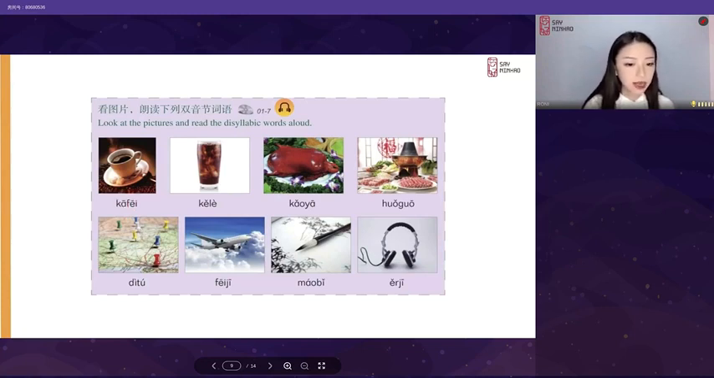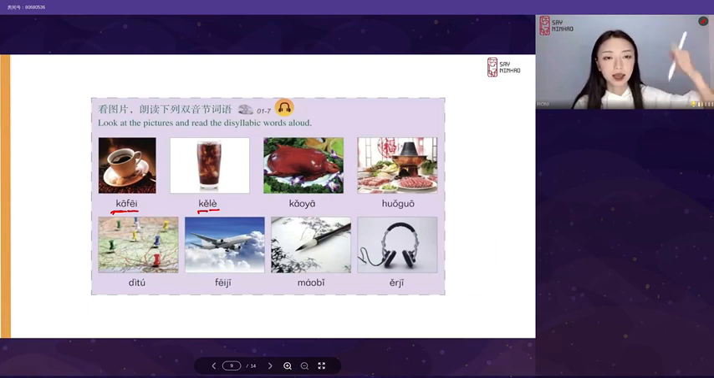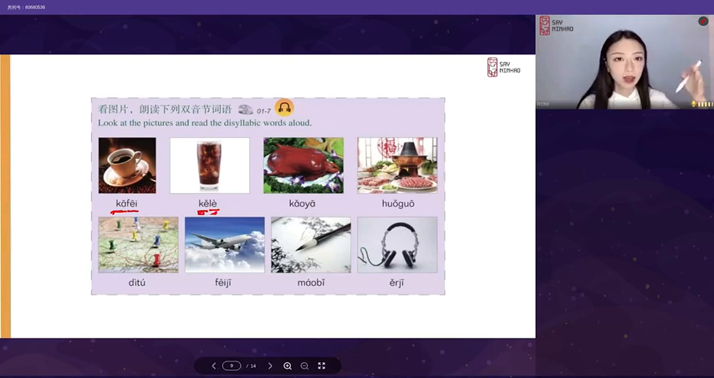First one is k-a ka, f-e fe, right? Ka, first tone, and fe. Ka fe. Cafe, it means coffee. Read after me, please. Cafe, cafe. Next one. Ke le, ke le. Read after me, please. Ke le, ke le. It is a third tone and fourth tone. Ke le, which means cola, cola.